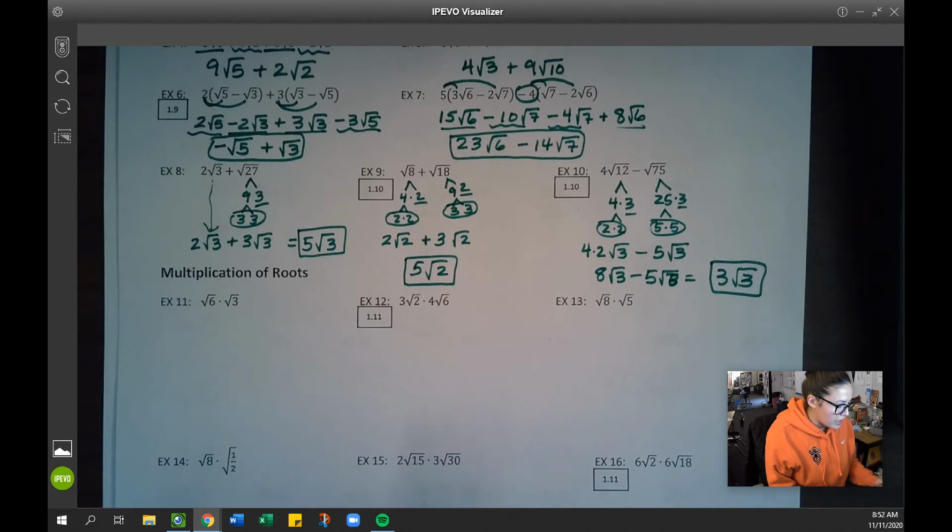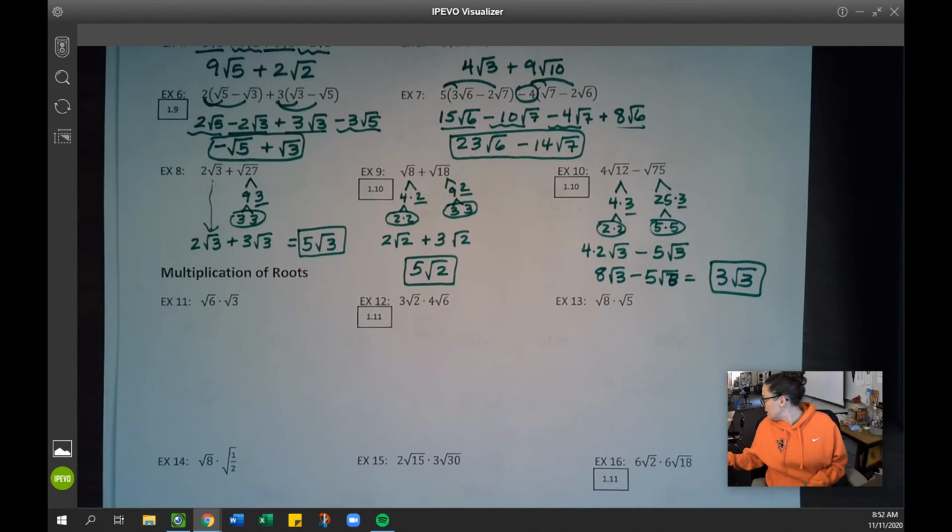All right, moving on to multiplication. And what you have to remember is that the rules for adding and subtracting are different than the rules for multiplying and dividing.